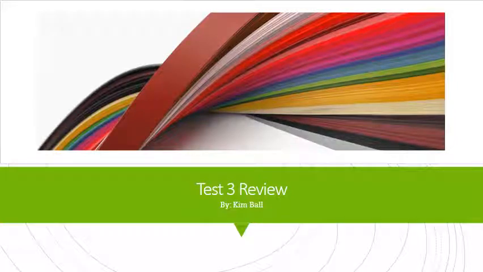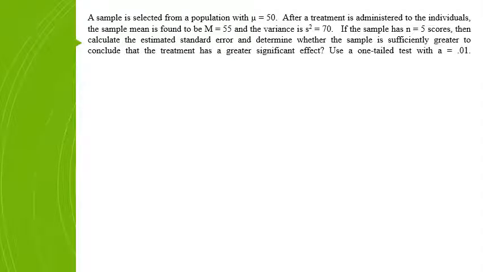This is test 3 review. So let's look at problem 1. The sample is selected from a population with a mean of 50. After treatment is administered, the mean is 55, the variance is 70. This sample has 5 scores.